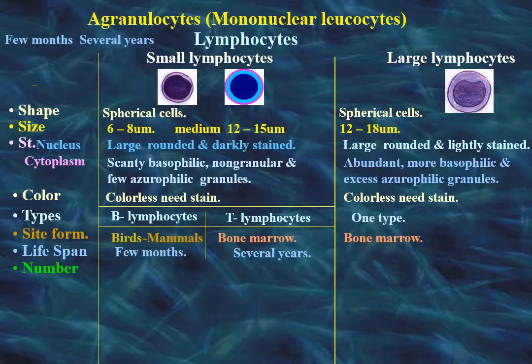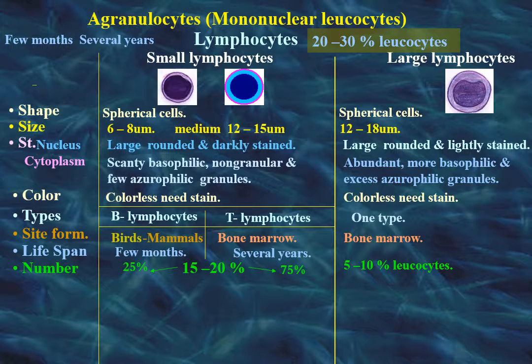Number. The percentage of lymphocytes ranges from 20 to 30% of the circulating leukocytes. Small lymphocytes account for 15 to 20% of the circulating leukocytes, of which B lymphocytes are less numerous, about 25%, while T lymphocytes are more numerous, about 75%. On the other hand, large lymphocytes account for 5 to 10% of the circulating leukocytes.